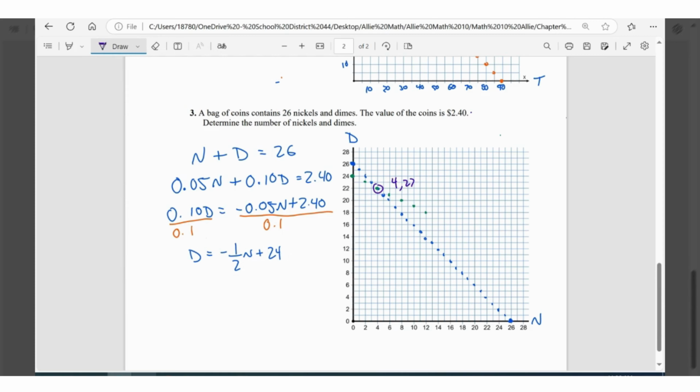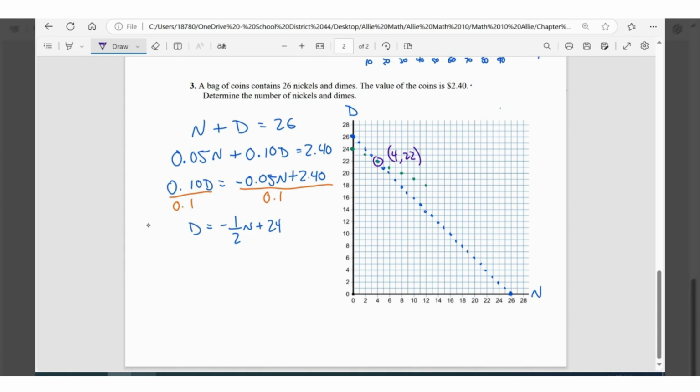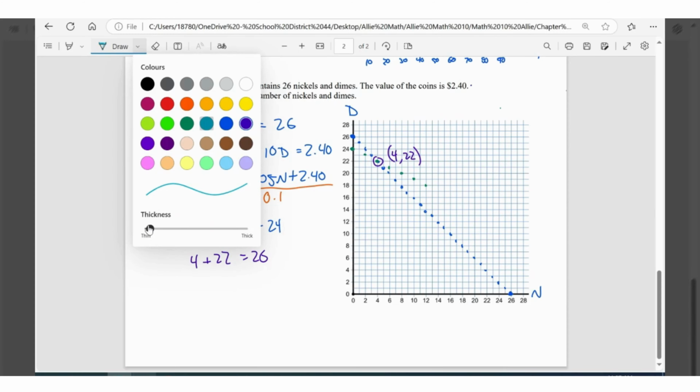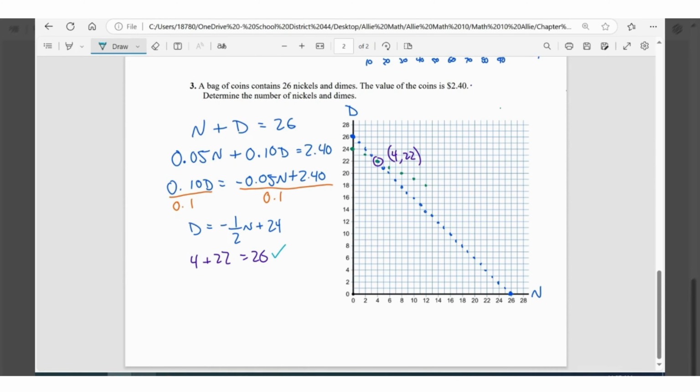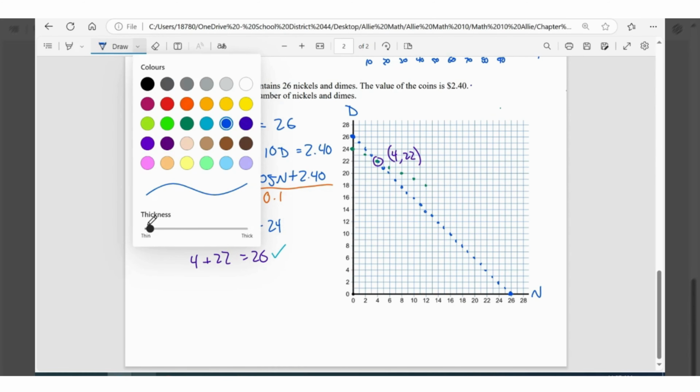4, 22. So it looks like we need to have 4 nickels and 22 dimes to satisfy this. So is it true that 4 plus 22 equals 26? Yes, that's true. And the next one will be, I think, the real confirmation here.